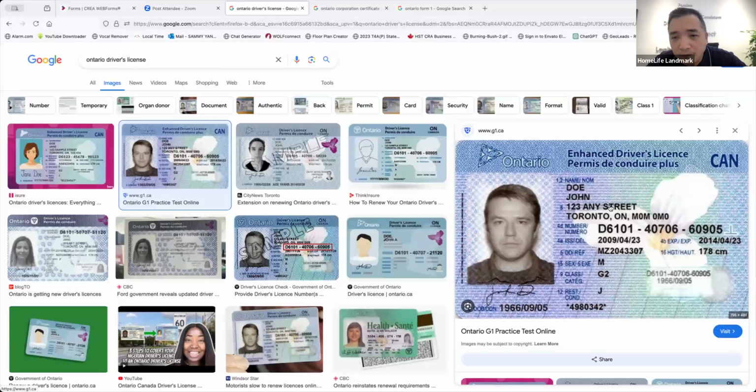John Doe. So if there are 2 different IDs, we have to confirm. Usually we need to confirm with the buyer which one is the legal one, because sometimes they have a very unusual name. So we check the first one, the driver's license. Second one, we check a passport. So those 2 pieces of ID will be very safe.